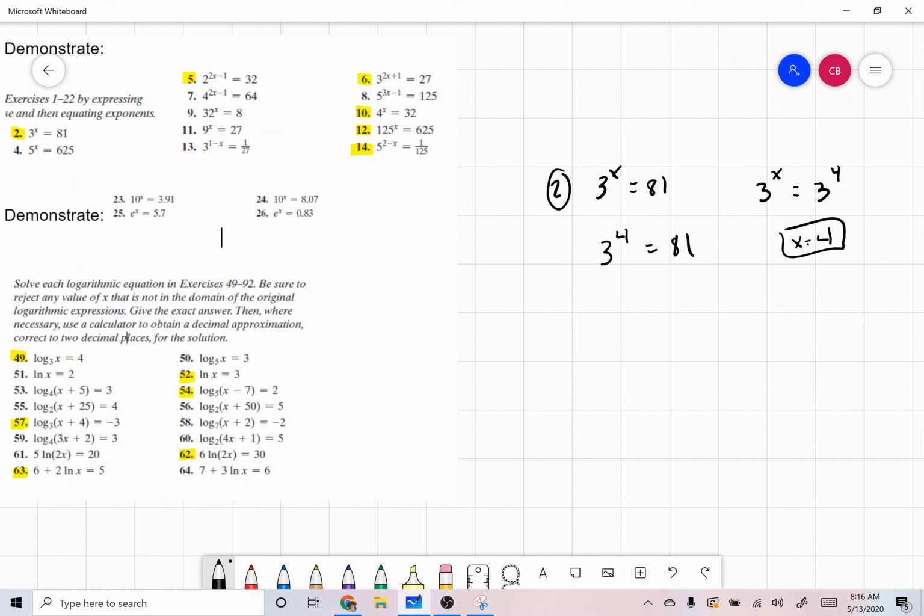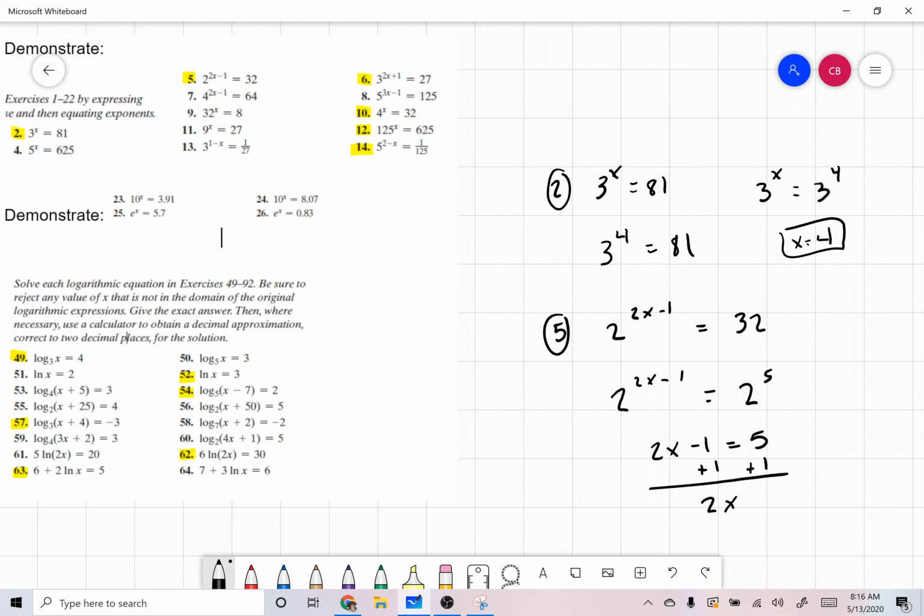Okay, so let's look at number 5 now. We have 2 to the 2x minus 1 is equal to 32. So what does that mean? Well, 32, we know that can be rewritten as 2 to the 5th power, because 2 times 2, 5 times is 32. So that means 2x minus 1 is equal to 5. So if we solve this, x is equal to 3.